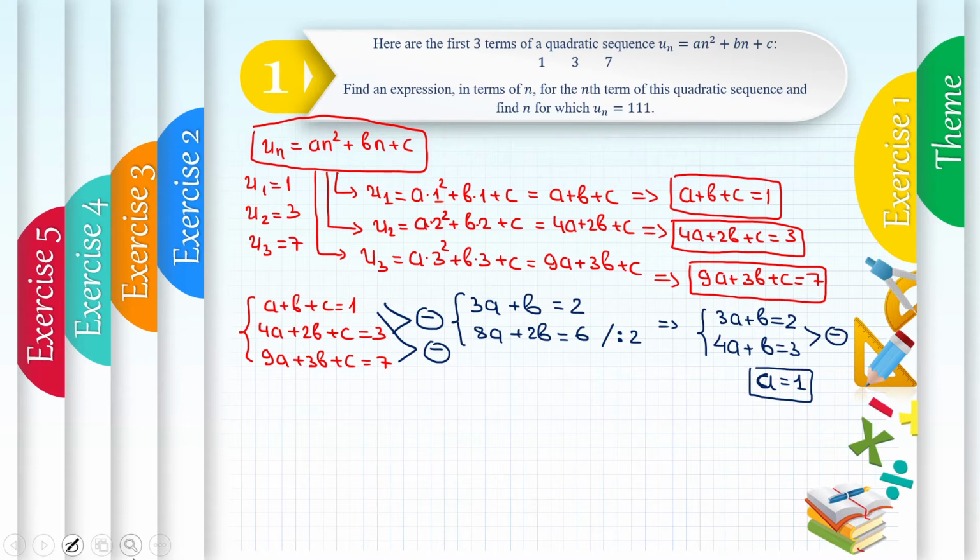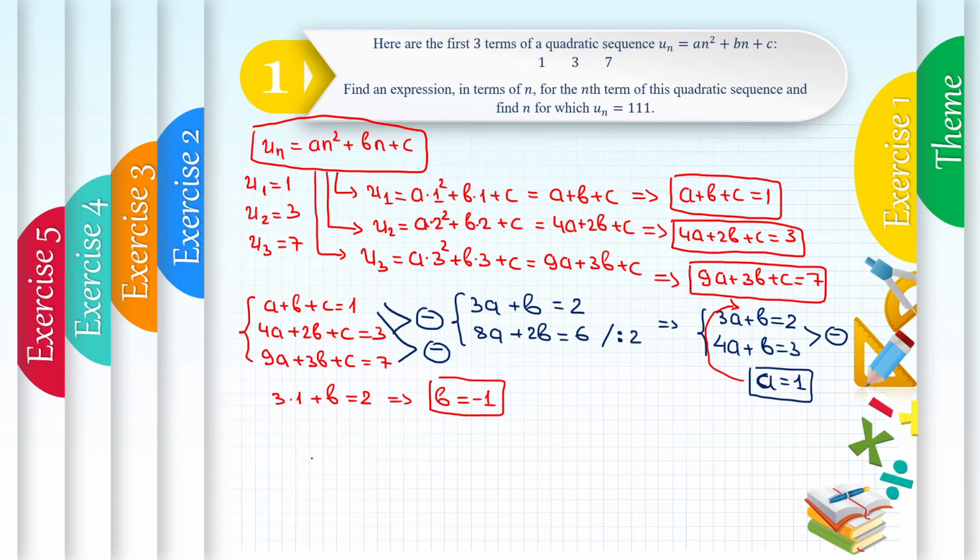Next, we are going back to the first equation from the last system, and we are going to replace a with the value 1. We will get that 3 multiplied by 1 plus b is equal to 2, from which we get that b is equal to minus 1.